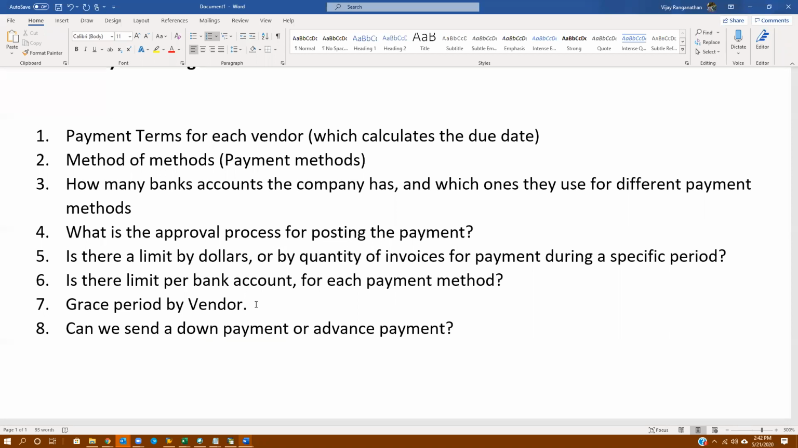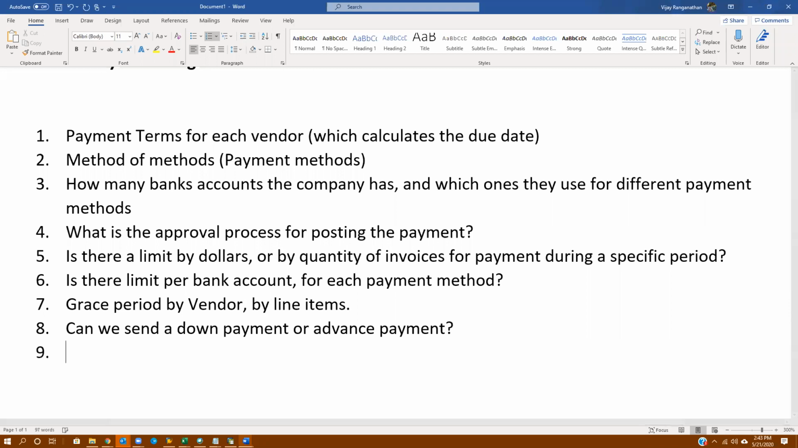And then there's another grace period as well. This is by vendor, but I can also do grace period by line item. Even though I agree to pay this guy after 3 days of the due date, that's called grace period, I can also change it specifically at the invoice level.